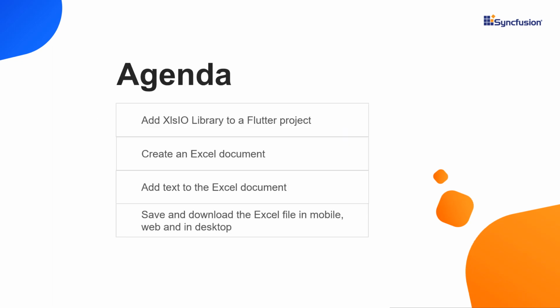In this video, you will see how to add the XLSIO library to a Flutter project. You will learn how to create an Excel file and set some text to it. You will also see how to save the file and download the document in mobile, web, and desktop applications.